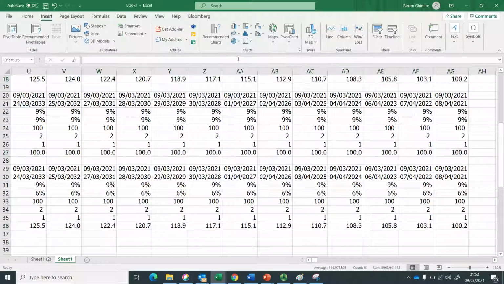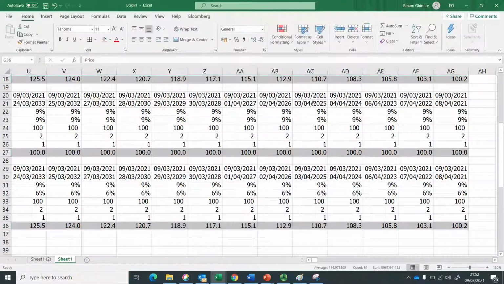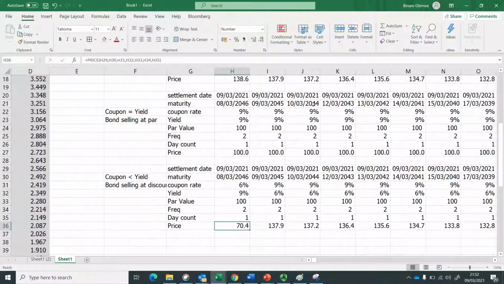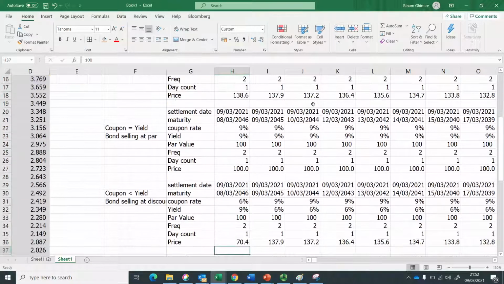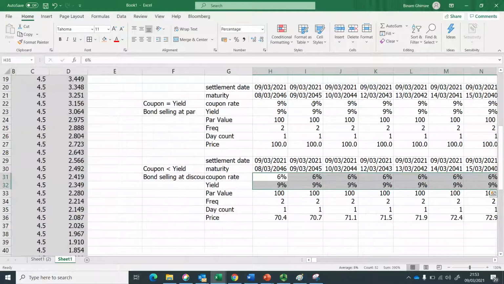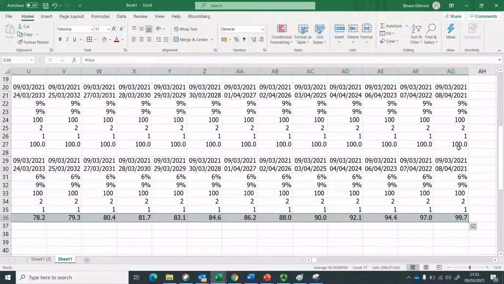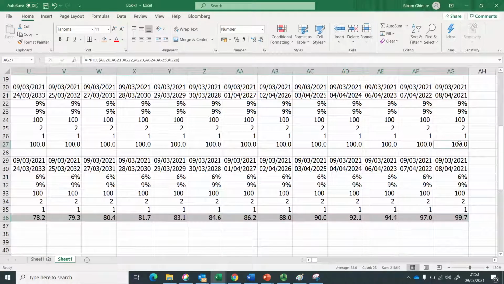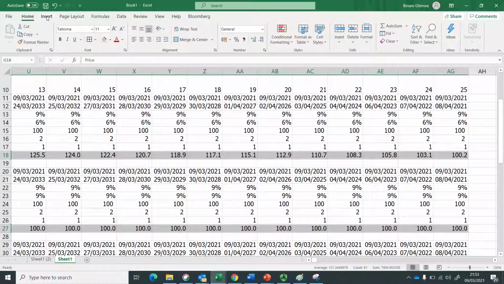Here's the diagram. Let me see what went wrong. Maybe I need to check here what I did. 9 and 6, 6 and 9. Oh, I changed it, but I didn't copy it across. So what I need to do is copy it across. Now see the diagram again. That's for bond selling at discount. This is at par, and this one is at premium.